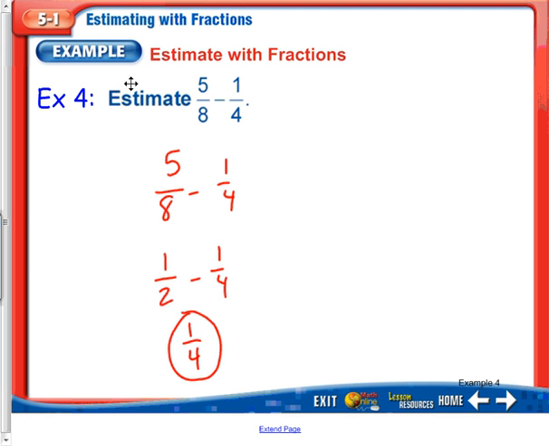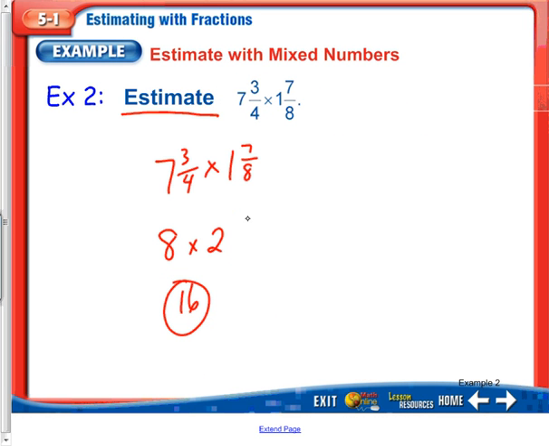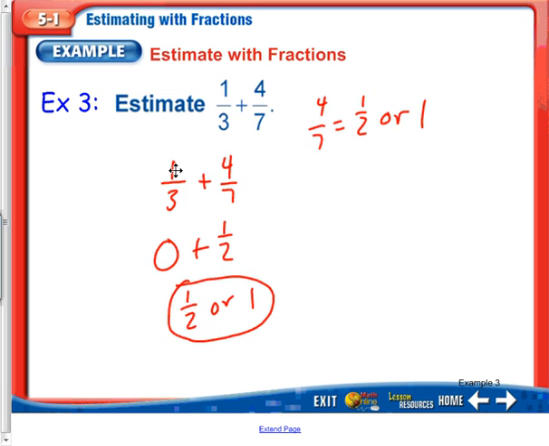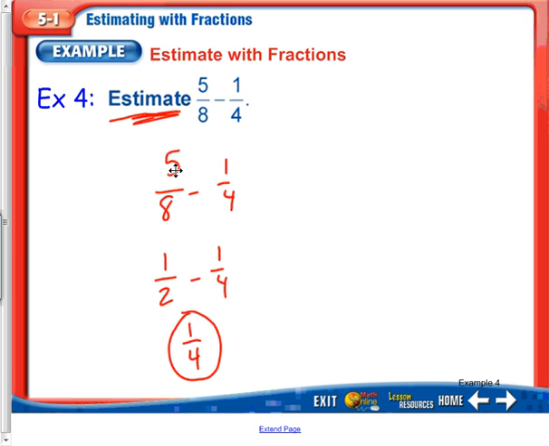Again, we're just estimating, and when you estimate, the idea is to be as close as you can to the right answer, but to be in the ballpark. So before, when we were dealing with mixed numbers, you realize I was going to the nearest whole. But here, when I'm only working with fractions, I don't have any whole numbers. Whenever you have just fractions, it's probably more appropriate to go to the nearest half.